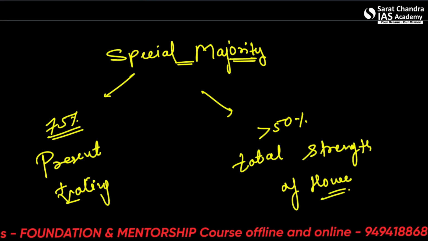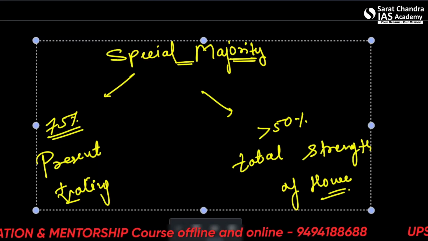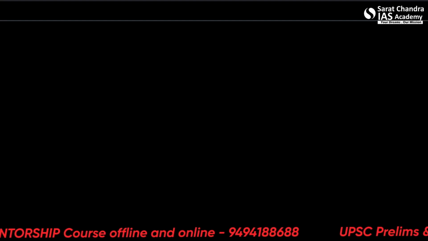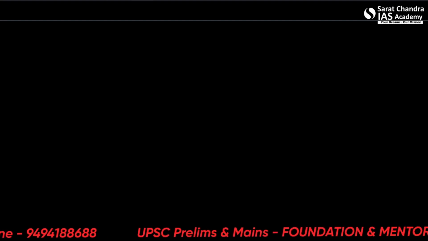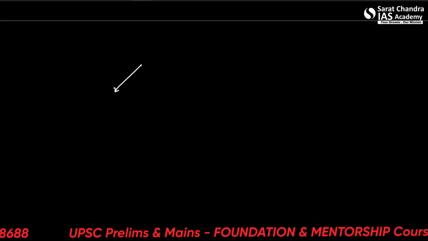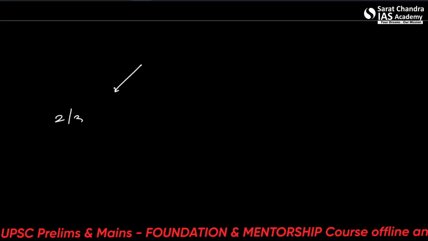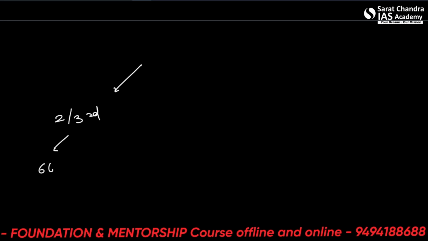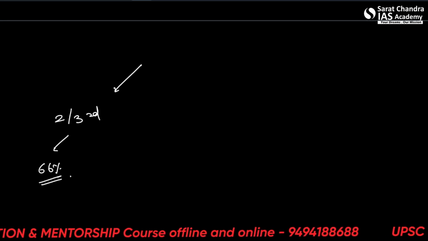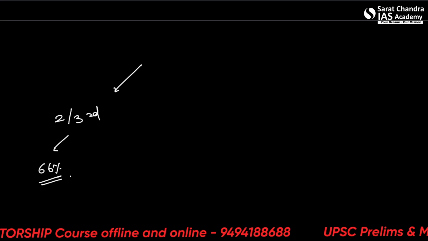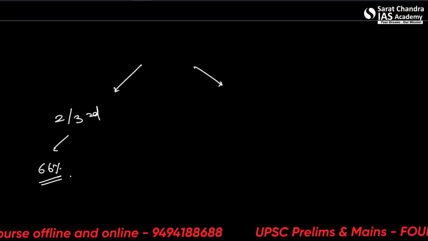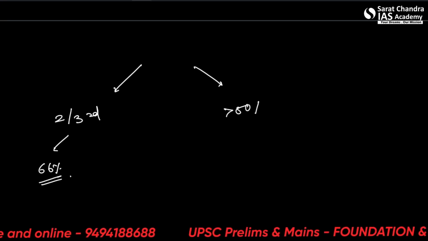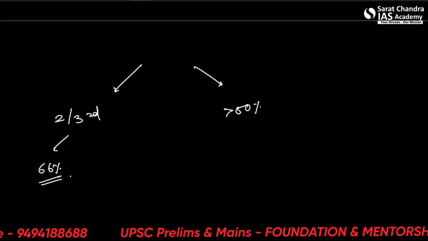Okay, so let's fulfill these two conditions for Lok Sabha. So a bill is said to be passed if it's supported by a majority of 2/3 members present and voting. Alright, so there are two conditions. Supported by 2/3 members. That means 66% members present and voting. Plus, second condition is what? Supported by over 50% of the total strength of the house.